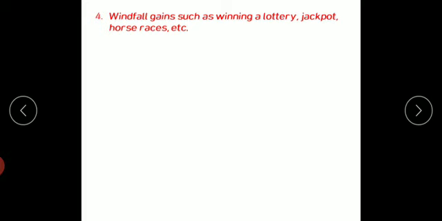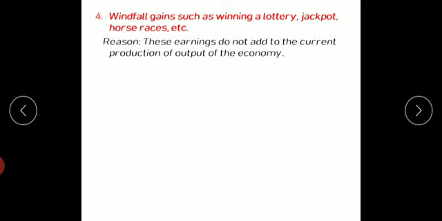Okay, that means this 1 lakh rupees will not be included. This is just one type of windfall gain. Similarly, if you win a jackpot somewhere, a horse race somewhere, or a bet somewhere, then these are simply windfall gains, and they do not add to the current flow of output of the economy. This is the reason. Remember, you must write the reason. If you don't write the reason, then your answer will not be completely correct.